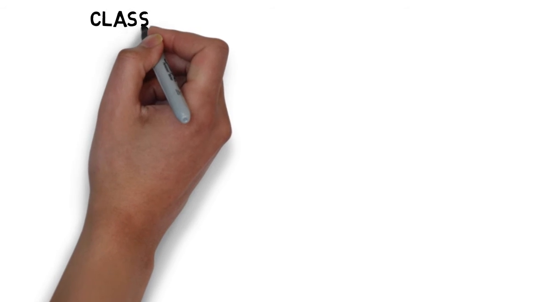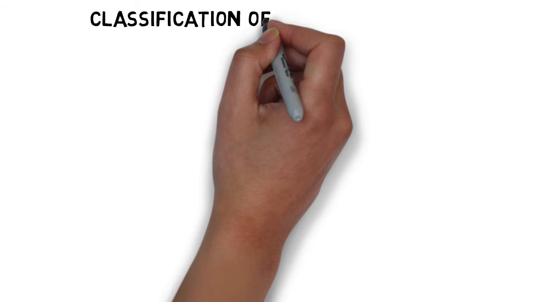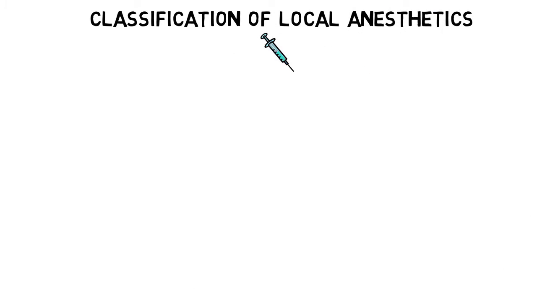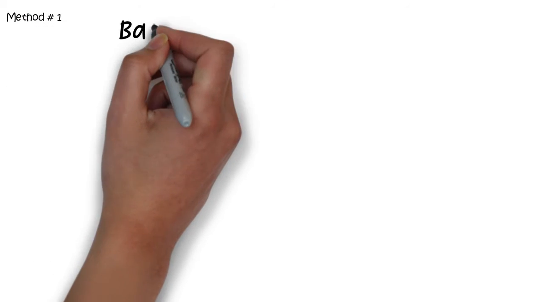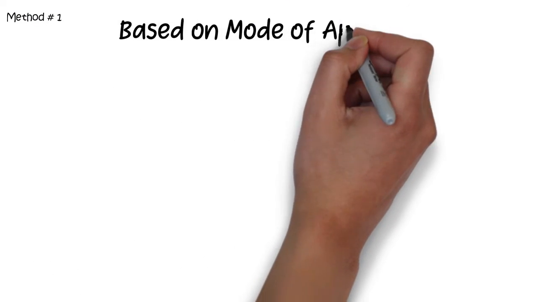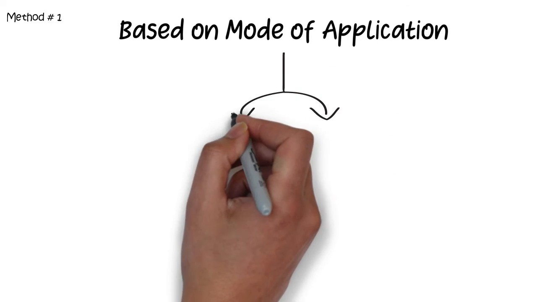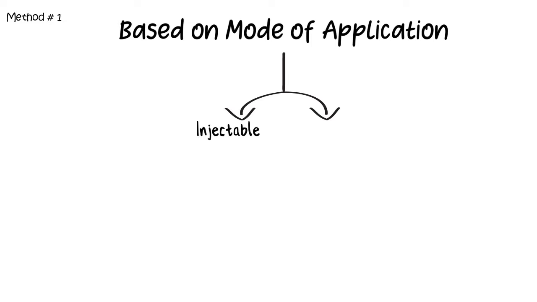So today is a brief lecture in which we will be looking into some of the ways in which we can classify local anesthetics. There are many different ways of classification. One of those methods of classification is based on the mode of application of local anesthetics, being either injectable or non-injectable.